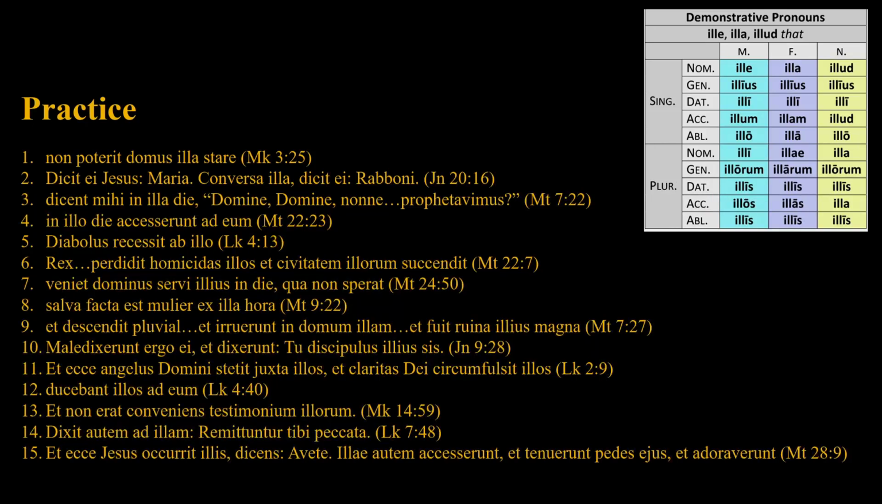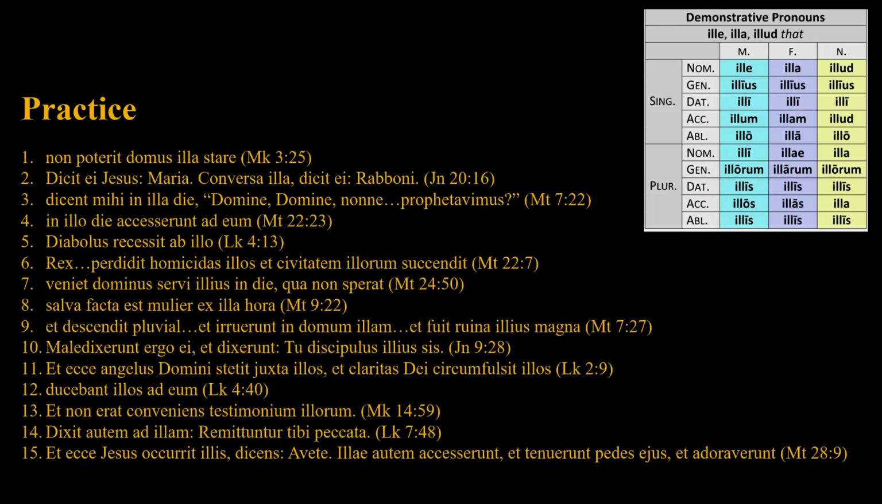Okay, so an angel of the Lord stood next to them, et claritas Dei, and sort of the light, the brightness of God, circumfulsit illos. So the light, the brightness of God sort of shone around them. And then we have illos again, accusative plural there. And so they're sort of surrounded, receiving the bright light that's shining all around them.